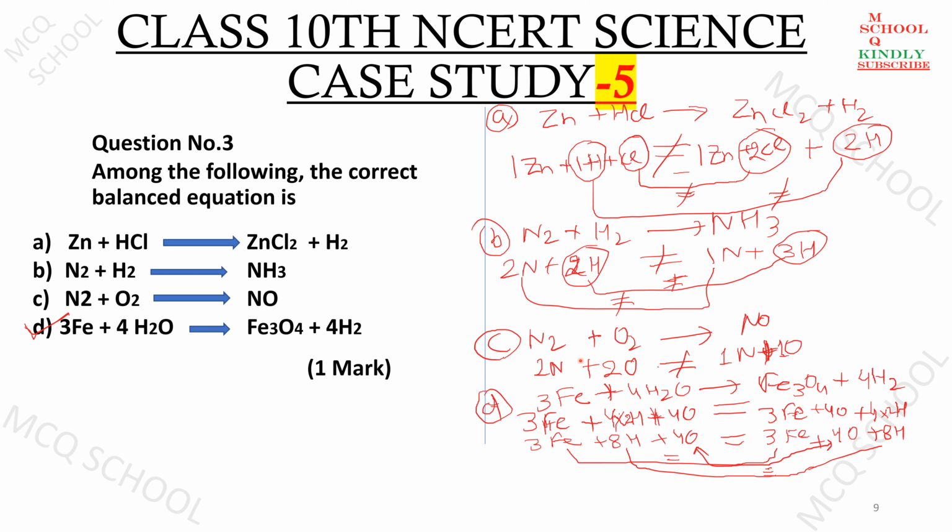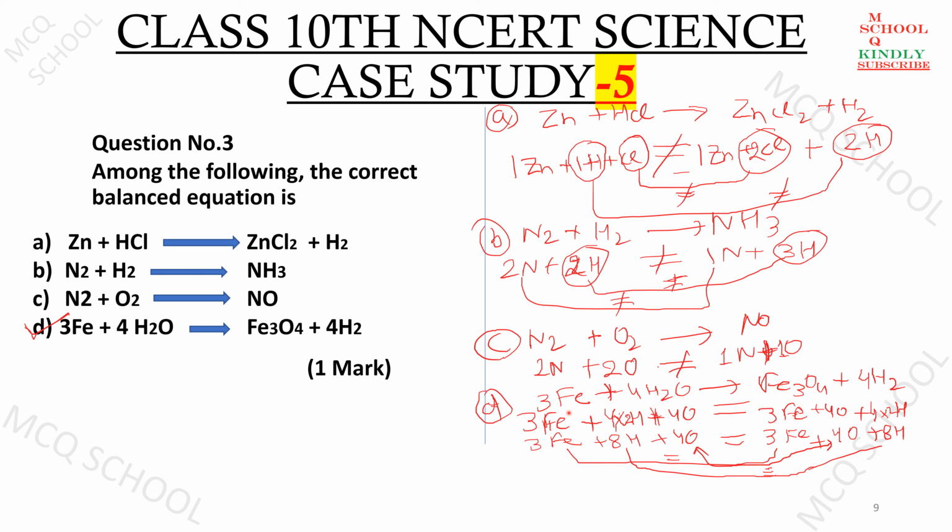Similarly, talking about nitrogen and oxygen, 2 units of nitrogen on the left hand side and on the right hand side only 1 unit of nitrogen. Similarly, oxygen on the left hand side 2 units and right hand side 1 unit. So this equation is also not balanced.